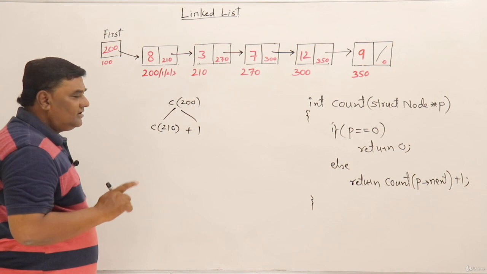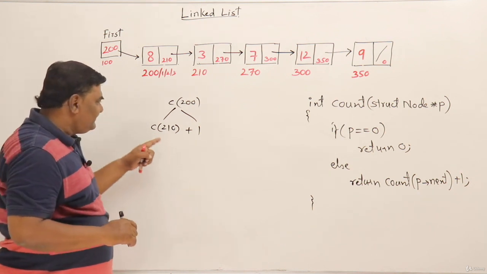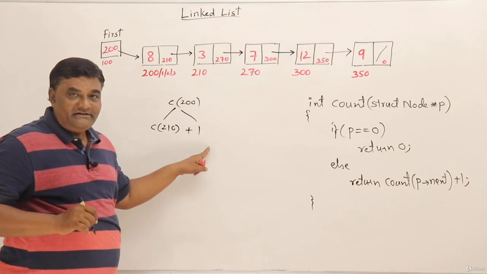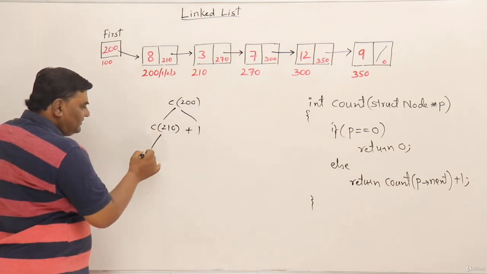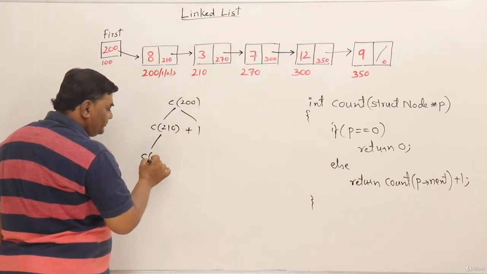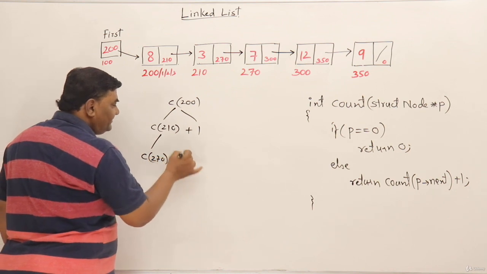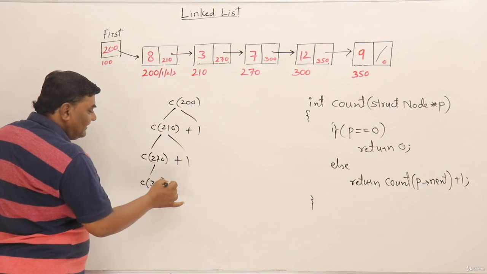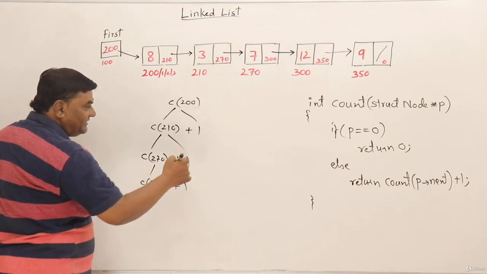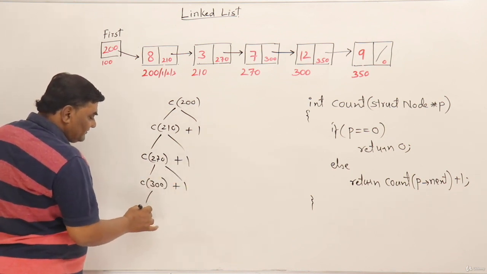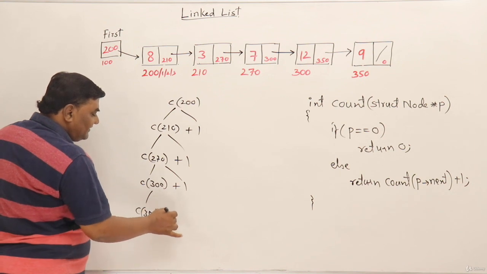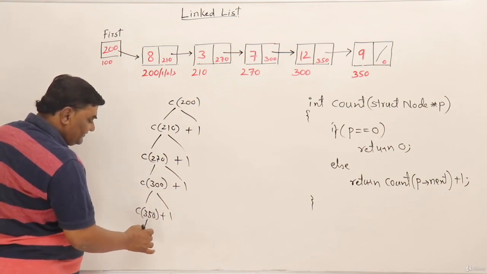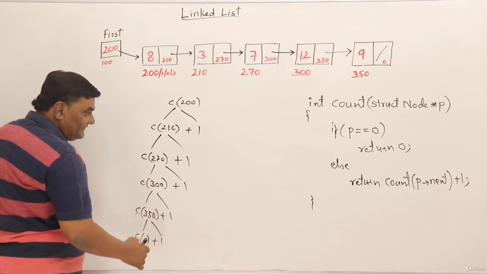When to add 1? Not now, because unless this answer is known, we cannot add 1 to it. So 1 will not be added right now. The next call C for the next node, that is 270, and plus 1. This will be done afterwards. The next call C for 300 and add 1. Adding 1 will be done afterwards. C of 350 and add 1. Adding 1 will be done afterwards.